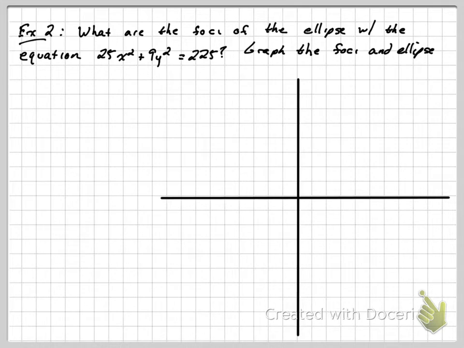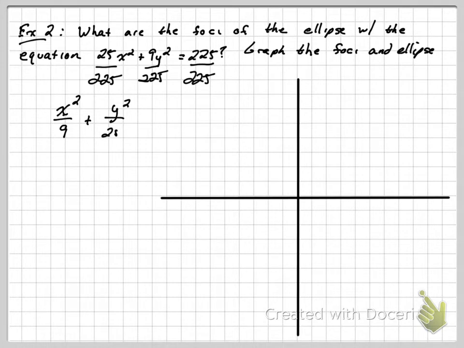To be able to graph this ellipse, given this equation, and to find the foci, you need to know what A and B are. So we're going to divide by 225, because if you notice in the last equation, it equaled 1. So it has to equal 1. So I'm going to divide everything by 225, and when I reduce my fractions, I end up with x squared over 9 plus y squared over 25 equals 1.